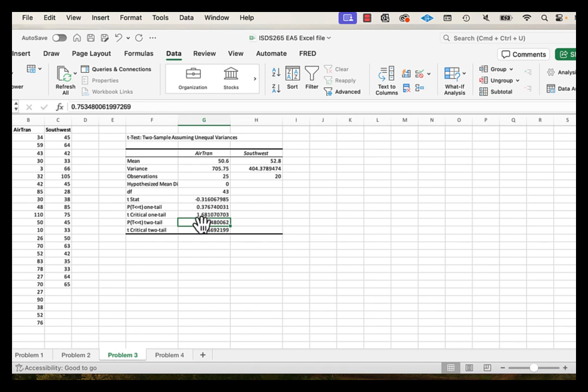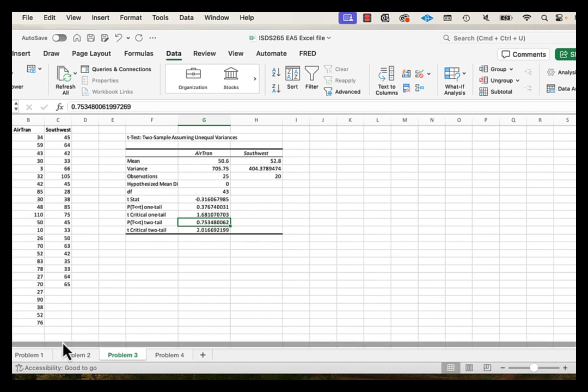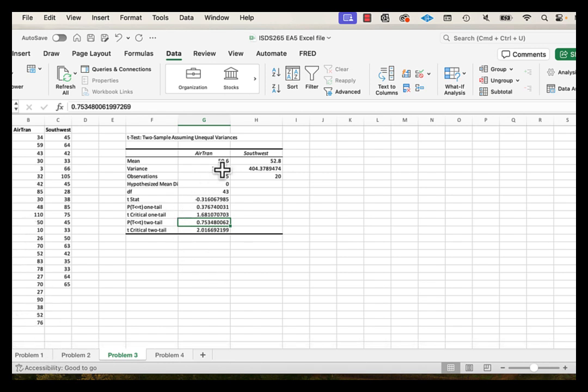Essentially, there's not enough statistical support to say that one airline has a higher mean than the other one. Now, maybe if they went and had a lot more data, you would get something different. But given what we have here, you cannot reach a conclusion that one is more late than the other.